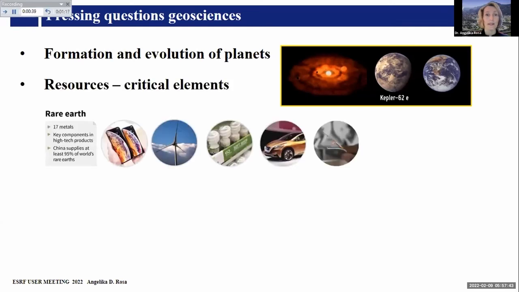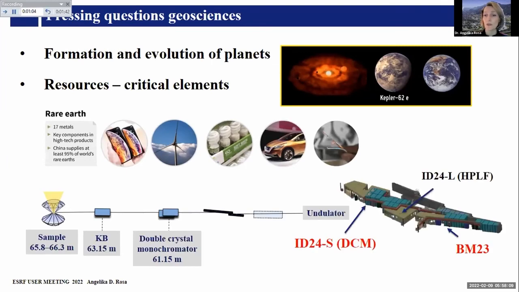The second pressing topic in geoscience is resources, critical elements. These are elements that we need for our high-tech industry that will most likely see a high delivery shortage in the future. Therefore, we need to find solutions to exploit these elements in a more efficient and sustainable way, also from our waste. Today, I will show you how experiments at the ESRF beamline ID24 DCM, double crystal monochromator, may help to give answers to these pressing questions.